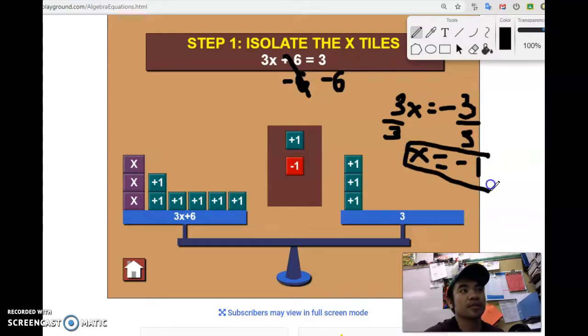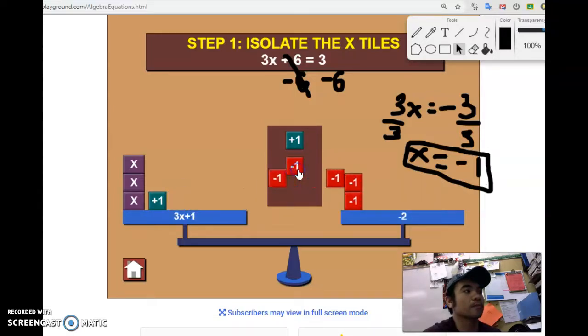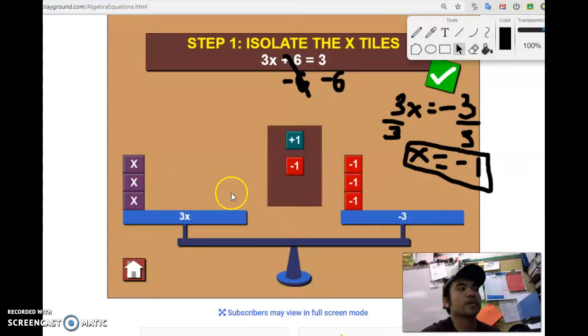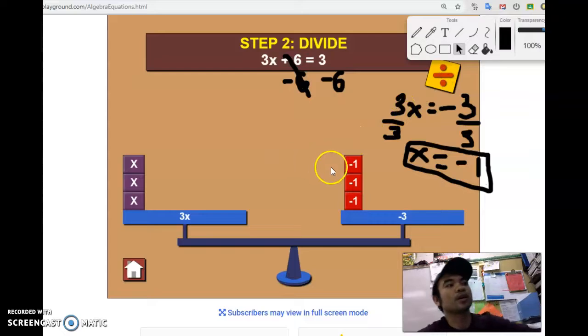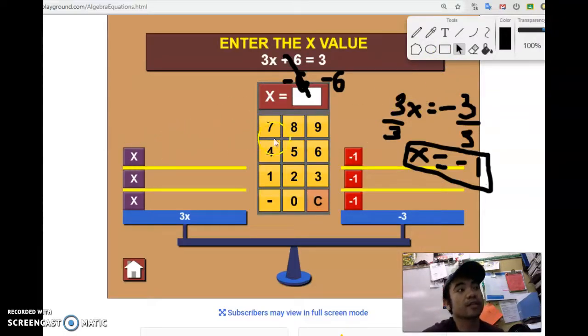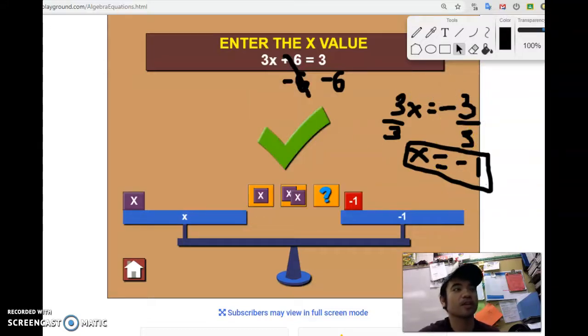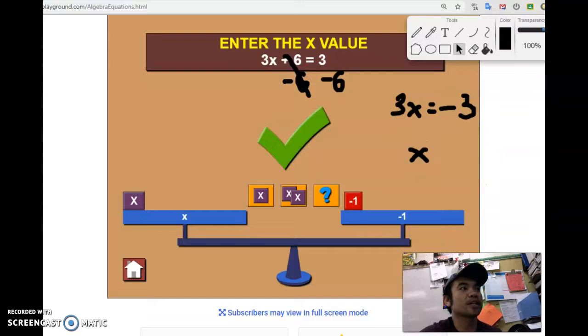So let's see if we are correct using our models, okay? So we said to get rid of positive 6, we have to subtract 6. There you go. 3x equals negative 3. How do you find x? You have to divide 3 on both sides, right? So for every x, there is negative 1. That's how we got it. Really easy. Let's try another question.